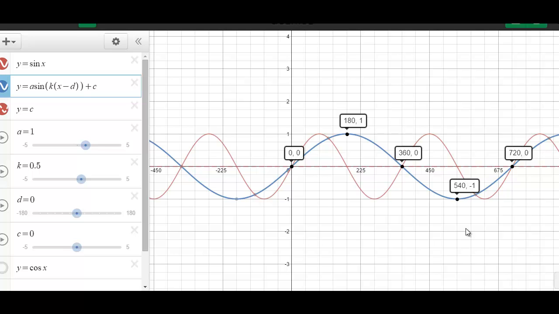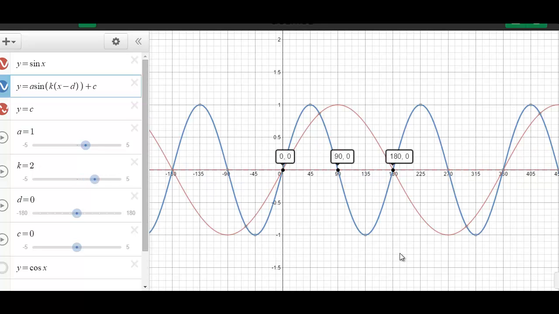If we take the period length and divide it by 4, that's going to give us how far it is to each transition point. So when we move our k value back to being 2, if our period is 180 degrees, then every transition point is going to be a quarter of that amount, or 180 divided by 4 is 45. So every 45 degrees, we're going to have a change in direction for our curve.